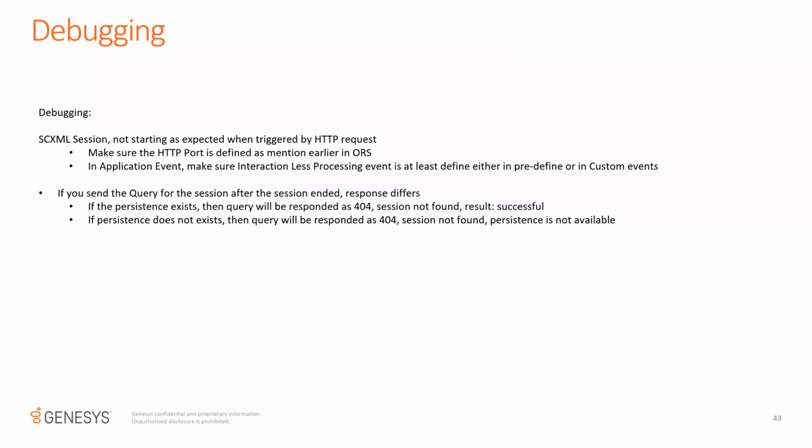And suppose you send a query, and the query is received for this particular session after the session ended, the query will respond. If the persistent exists, it will simply say 404 session not found, and it means it's a successful result and your session has been finished. And if persistent does not exist, then it will respond with 404 session not found, persistent is not available. So depending on your persistence, the information will come differently. Accordingly, you can debug your session. So you can see whether your session is terminated or still running.